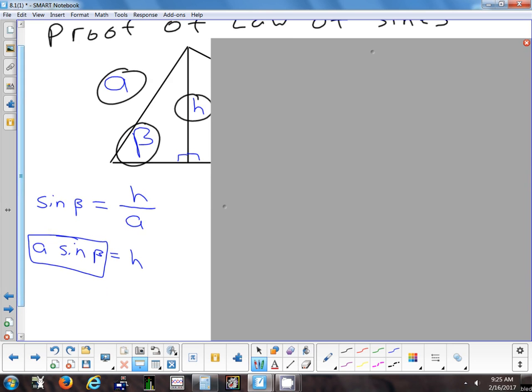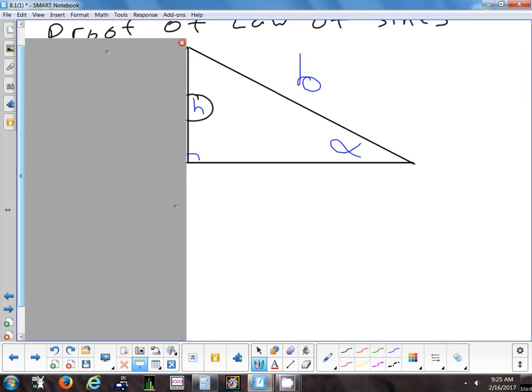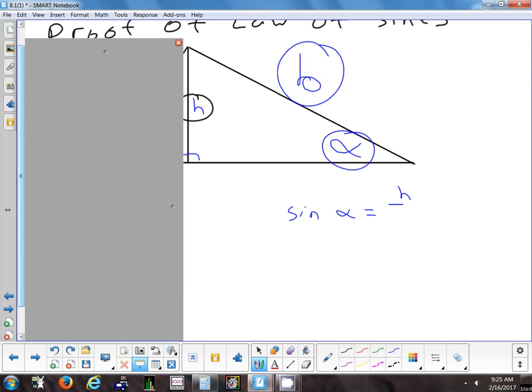Now I'm going to block off the left triangle, and do the same thing on the right side. What trig function would involve this and h? It's opposite and hypotenuse again. So what would the sine of alpha equal? h over b. And I want to do the same thing. I want to get h by itself again. What would h equal? b sine alpha. Yeah, you multiply both sides by b, and you get b sine alpha.